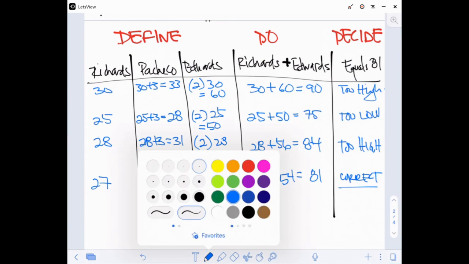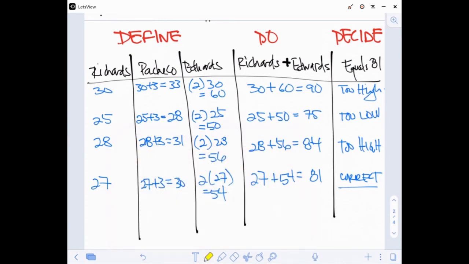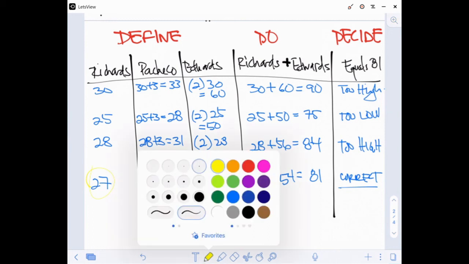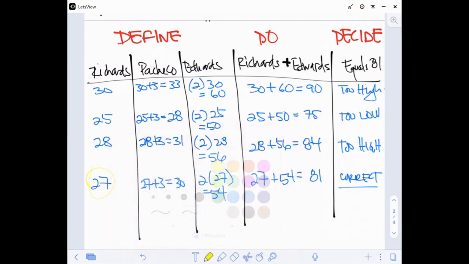So if I circle these, just so that it's really clear, Mr. Richards is 27 years old. It's really hard to see. Try that again. Mr. Richards is 27 years old. Miss Pacheco is 30 years old, and Mr. Edwards is 54 years old.